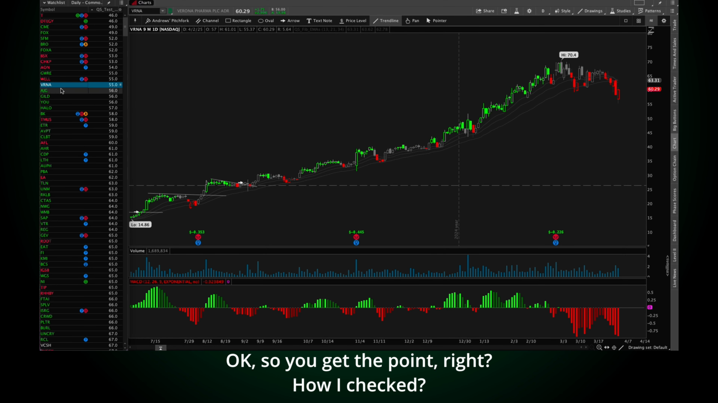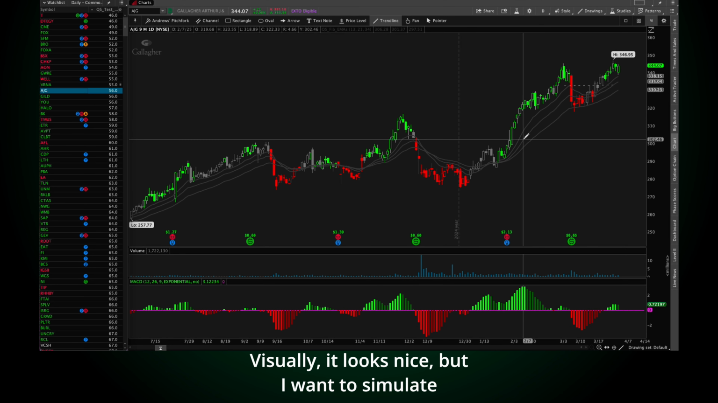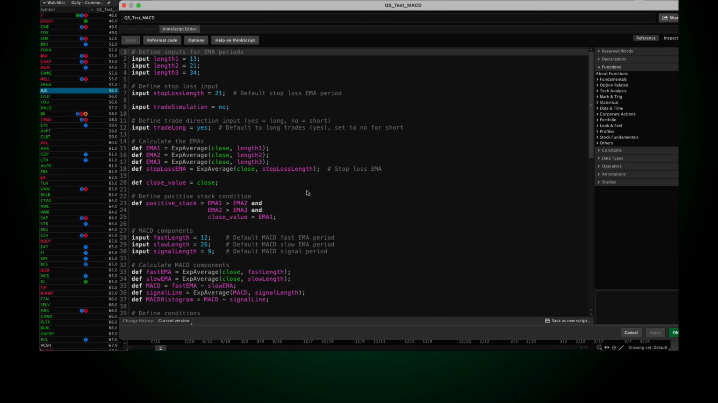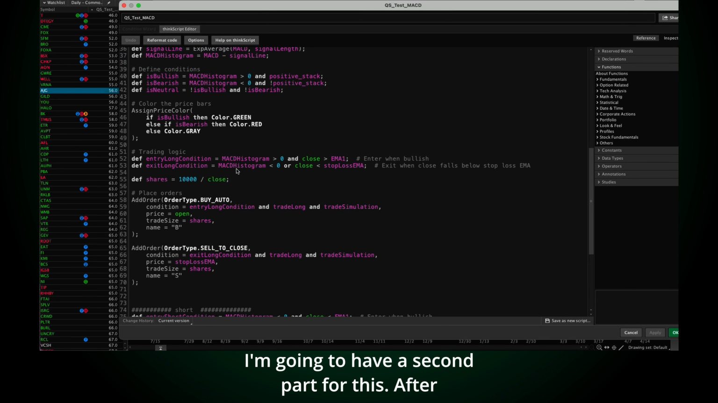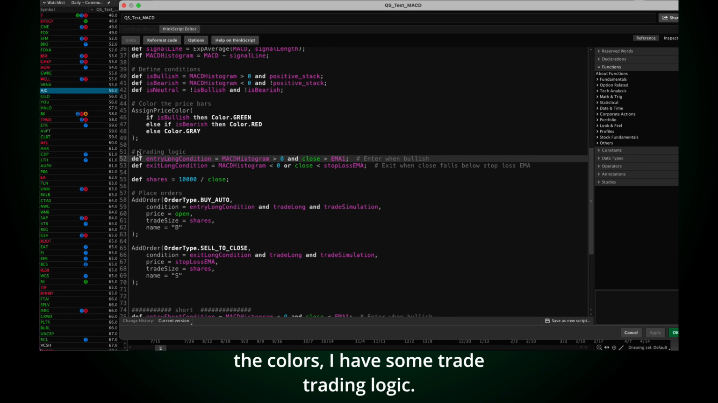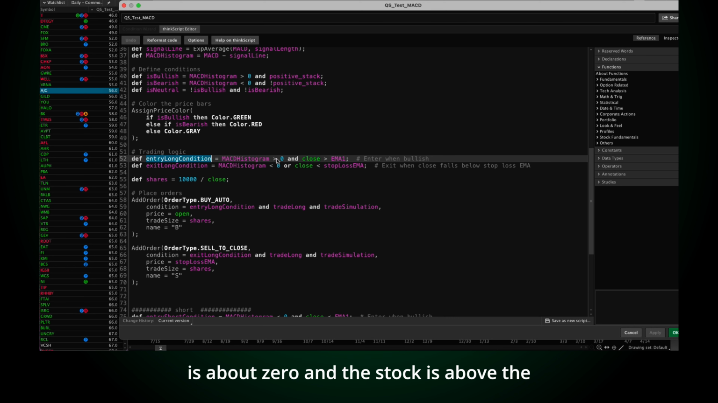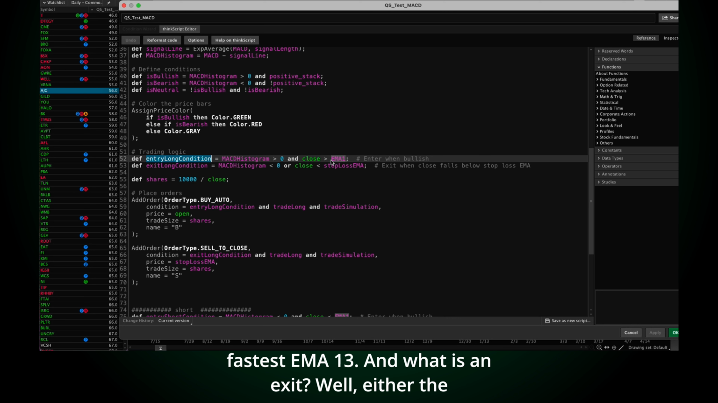Okay, so you get the point, right? How I check visually, it looks nice, but I want to simulate that trade a little bit more. So if I go back, I'm going to have a second part for this. After the colors, I have some trading logic. Very simple. What is an entry for me? When the MACD is above 0 and the stock is above the fastest EMA, 13.